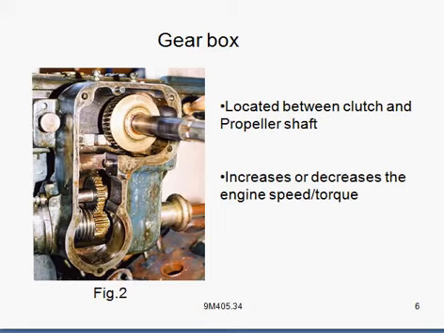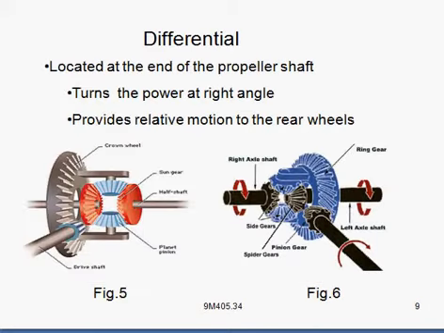The next thing is the gearbox. This gearbox is located between the clutch and the propeller shaft. These are the different types of gears used in it to get different speeds. This gearbox is used to increase or decrease the engine speed and thereby the torque.